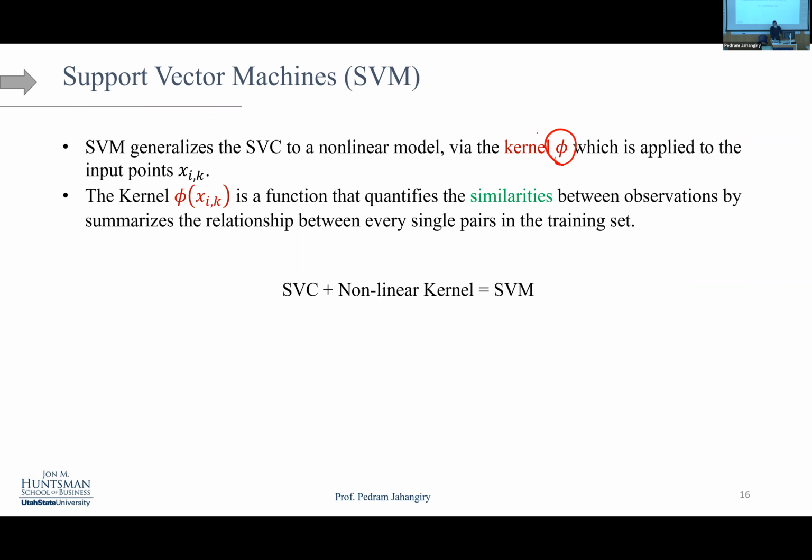And I want you to think of kernel as a mapping function, but in the same dimensional space. It doesn't go to higher dimension, right? And then it is applied to the inputs, the x1, x2, x3. So the kernel is a function that quantifies the similarities between observations. This is literally the definition of kernel, by looking at the dot products, right? By summarizing the relationship between every single person in the training set.